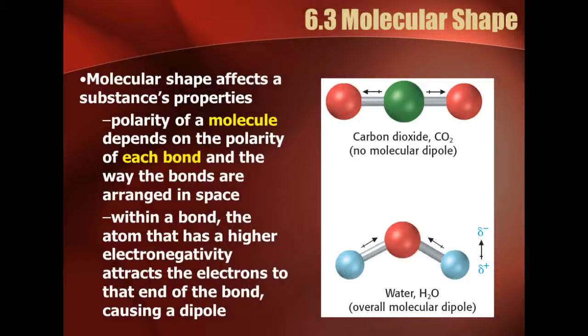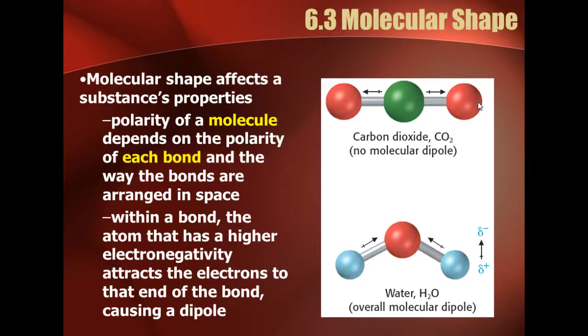So we talked about the idea that molecular shape is important because that determines the chemical and physical properties of a substance. Polarity of a molecule depends on polarity of each bond and the way the bonds are arranged in space. So we've already talked about the idea of carbon dioxide, carbon being in the center, the green one, and then we have the two oxygens on each side.